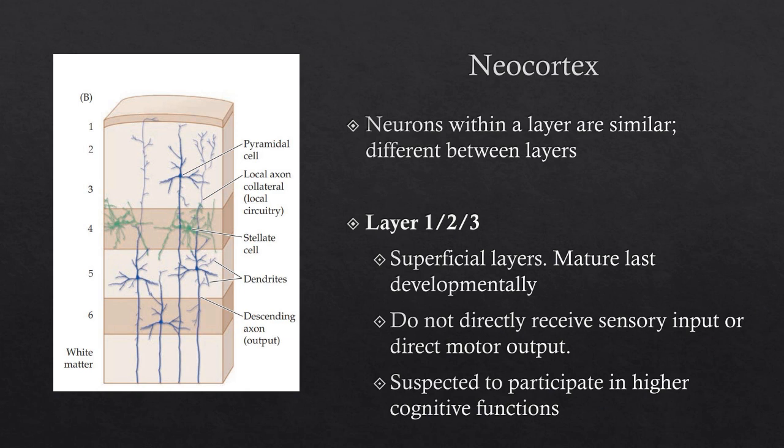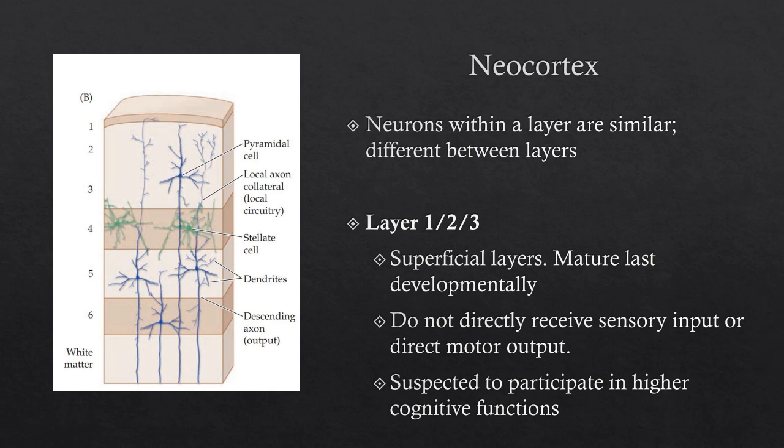Okay, so layers 1, 2, and 3 are considered the superficial layers, and they do mature last developmentally. Layers 1, 2, and 3 are a little bit less specific in their input-output pathways. They don't directly receive sensory input or direct motor output, and they are suspected to participate in higher cognitive functions. Less is known about these layers at this point compared to the other ones.